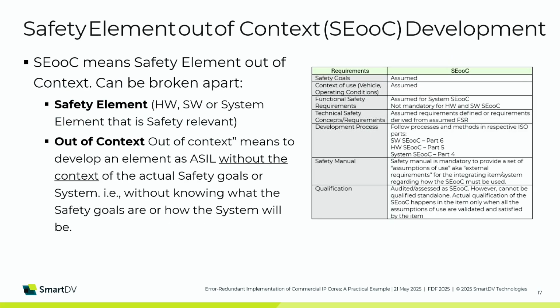For the implementation, we have chosen SEOOC flow. SEOOC means safety element out of context. So the safety element means that it will be used in safety critical applications. So we know about this. And the out of context here means that we know that it will be in safety implementation, but we don't know in which and what is the categorization. Will it be ASIL-D? Will it be ASIL-B? We don't have any clue where it will be used.